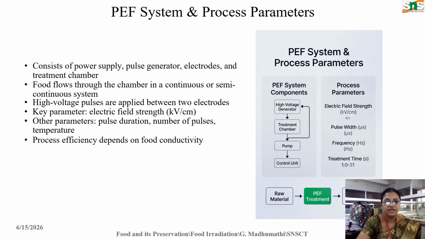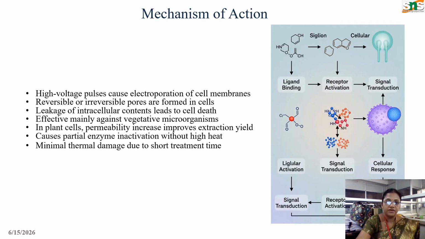Electric field strength is the main key parameter that has to be checked. Other parameters like the pulse duration, the number of pulses needed to inactivate, and the temperature used are also noted. The process efficiency mainly depends on the conductivity of the particular food.